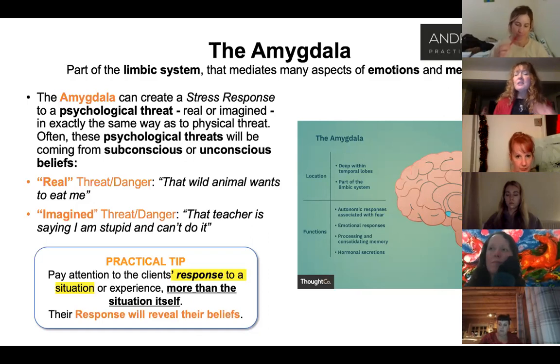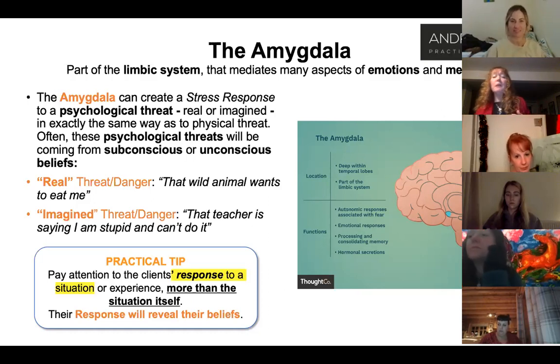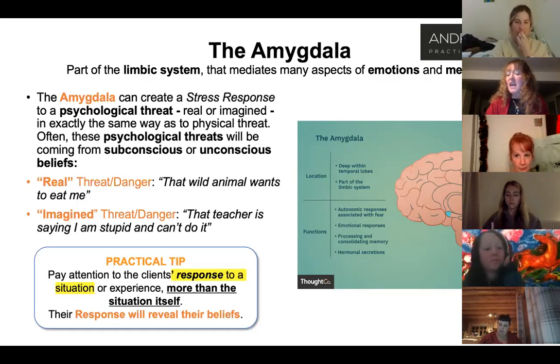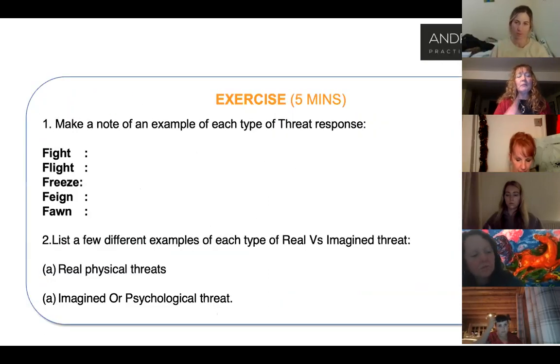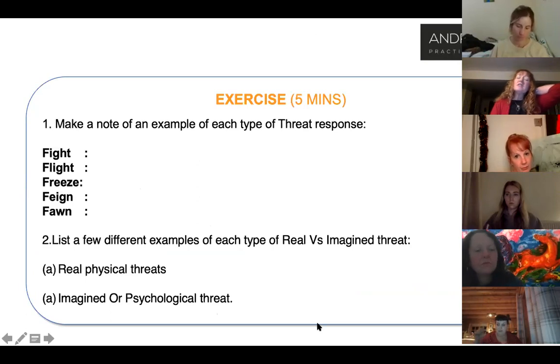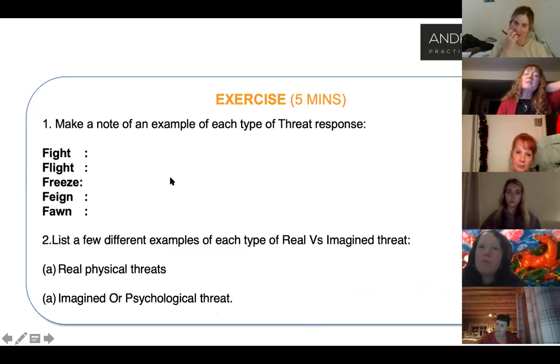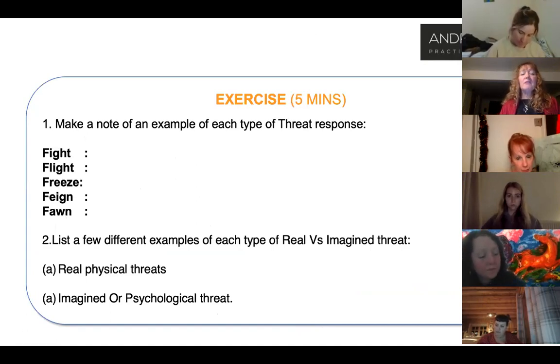Okay, any questions about the stress response? No? Okay, I'd imagine it's something that a lot of you will have come across at some point. It's something that we do hear talked about quite a lot. Just want you to take a few minutes to take a few notes down on this. Just take a moment to make a note of any example you can think of for each of these: fight, flight, freeze, feign and fawn, that we just talked about. So just take a few minutes to take a note of those now.